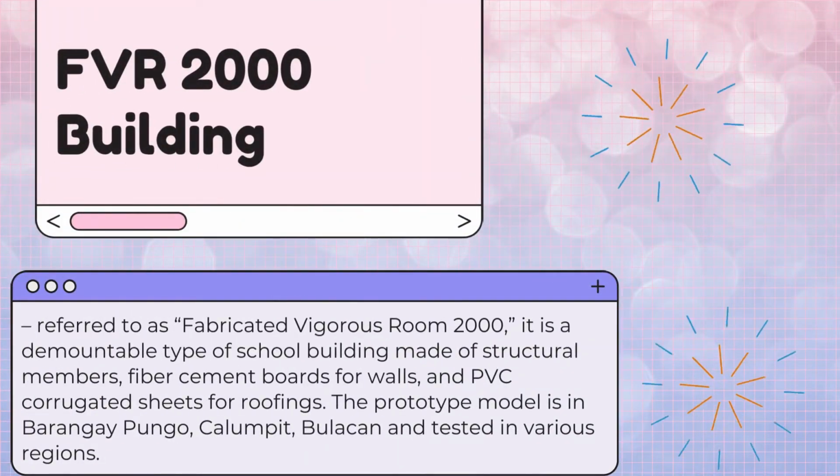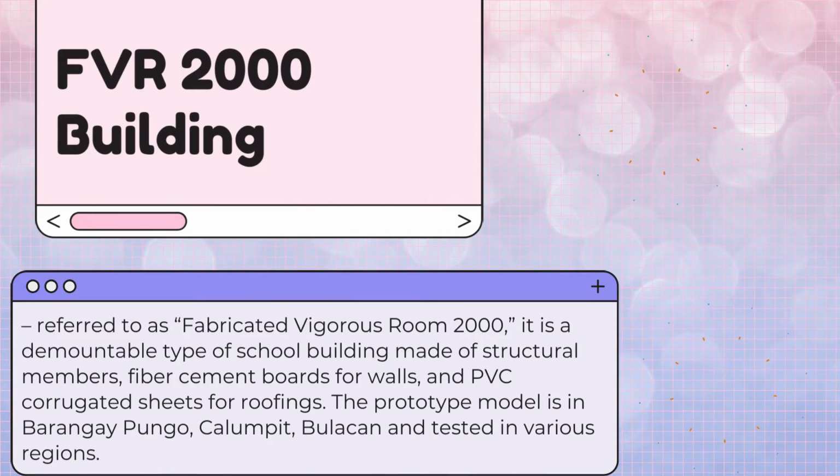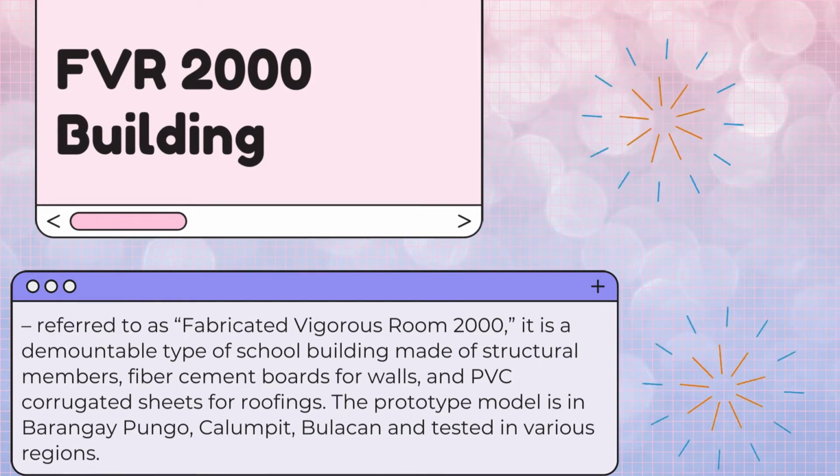FBR 2000 building, referred to as Fabricated Vigorous Room 2000. It is a demountable type of school building made of structural members, fiber cement board for walls, and PVC corrugated sheets for roofing. The prototype model is in Barangay Pungo, Calumpit, Bulacan, and tested in various regions.